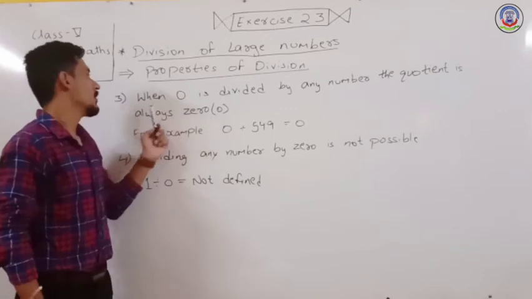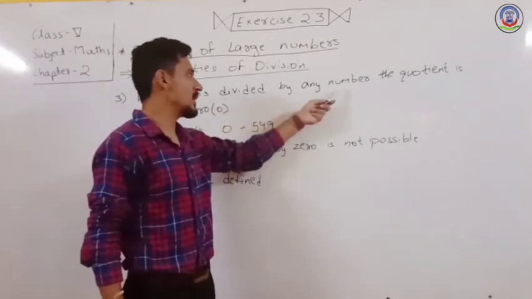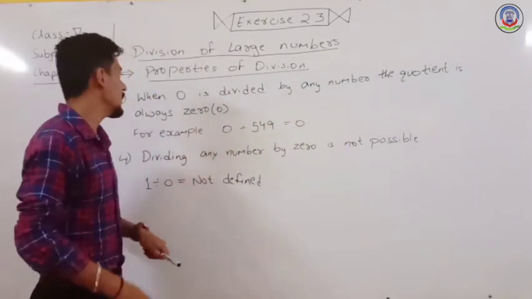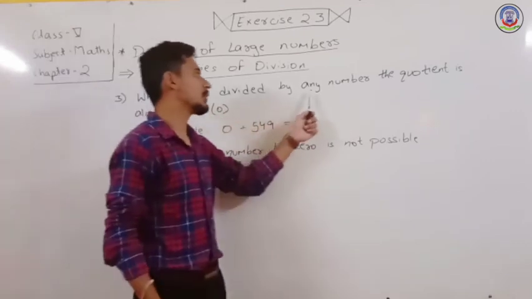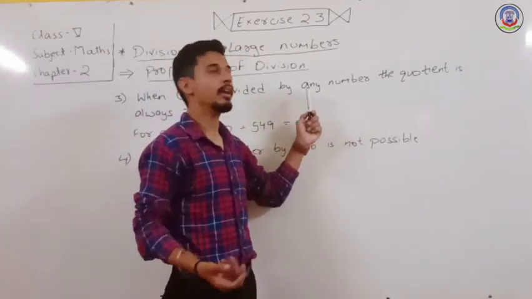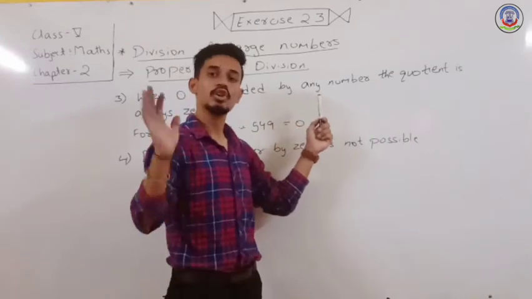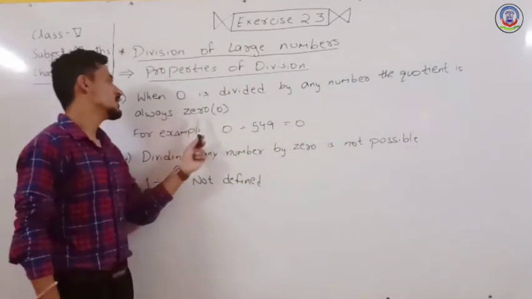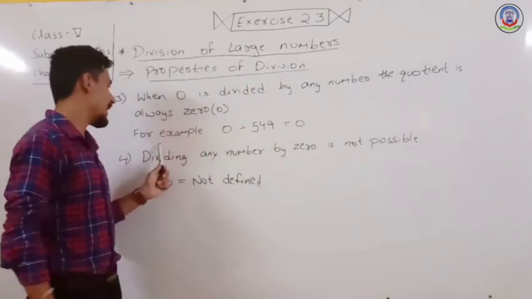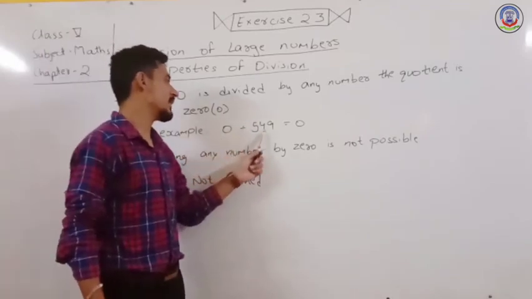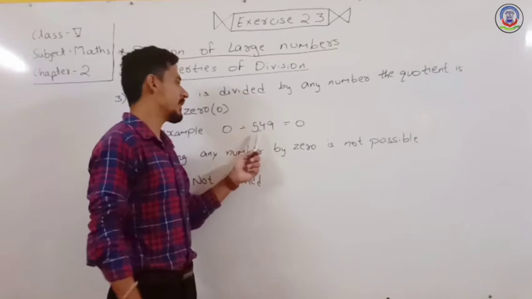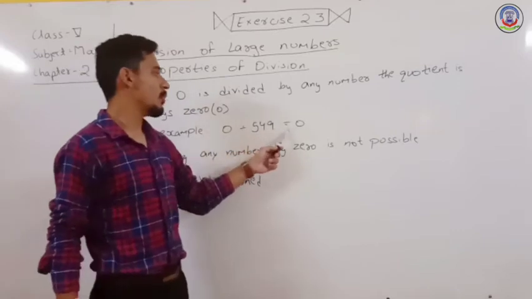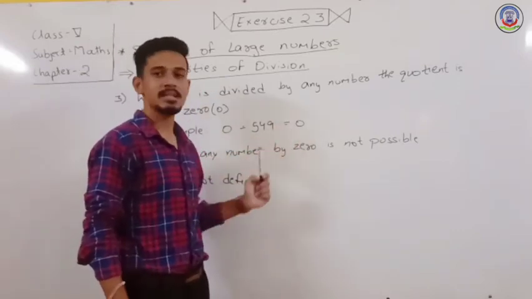नाउ थर्ड नंबर, व्हेन 0 इज डिवाइडेड बाय एनी नंबर द क्वोशिएंट इज ऑलवेज 0. हमें क्या बताया गया है कि जब हम लोग 0 को डिवाइड करते हैं कोई भी नंबर से, कोई भी मतलब 1 2 3 4 5 एंड सो ऑन, तो उसका क्वोशिएंट मतलब आंसर क्या आता है? हमेशा 0 आता है. तो एग्जाम्पल, 0 डिवाइडेड बाय 549. वी टेक एग्जाम्पल ऑफ 549. सो जब हम लोग 0 को डिवाइड कर रहे हैं 549 से तो हम लोग का क्वोशिएंट क्या आ रहा है? 0, मतलब आंसर क्या आ रहा है? 0.